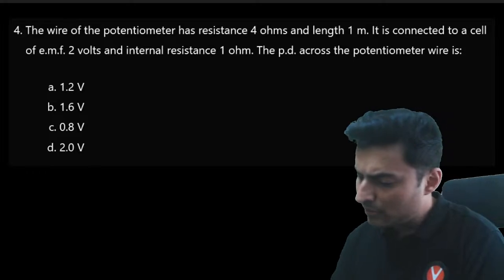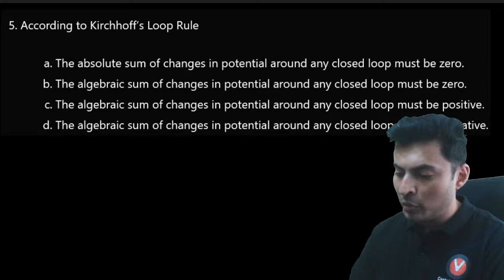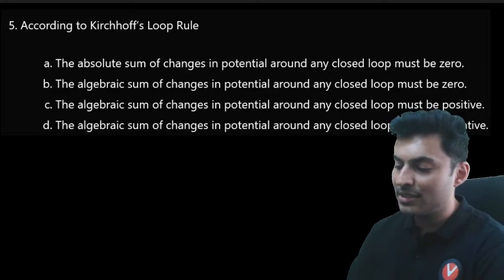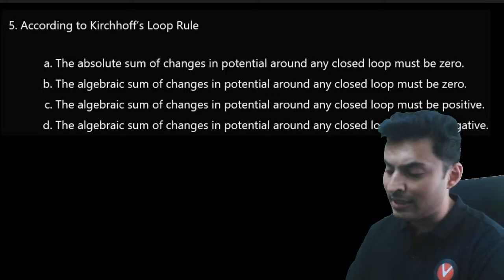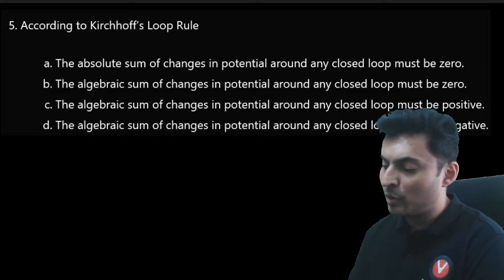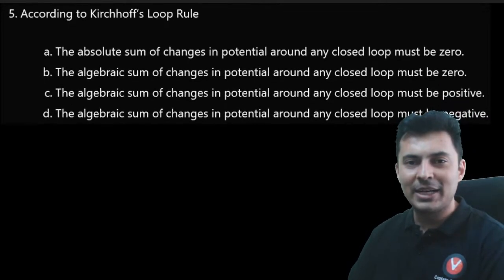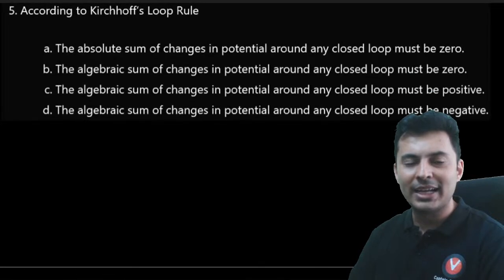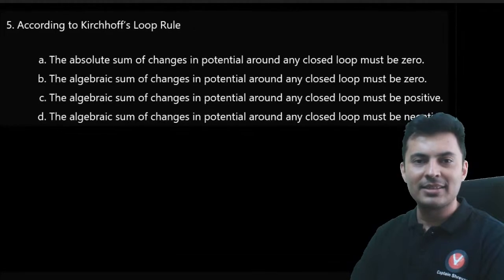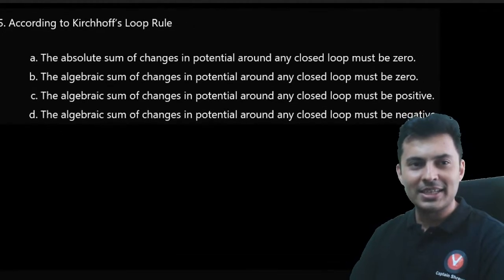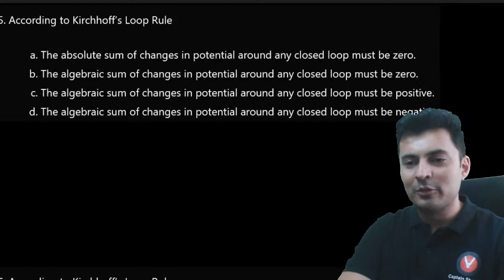Potentiometer not there. Sorry. According to Kirchhoff's loop rule, the algebraic sum of the changes in potential around a closed loop must be negative, positive, or zero. Very simple statement. I think everybody should be able to answer this within a few seconds. Come on. What do you think is the correct answer for this? The algebraic sum. I'm giving you a free question.